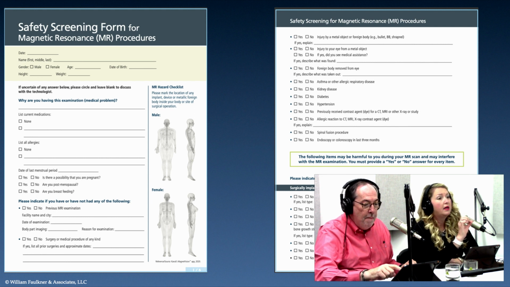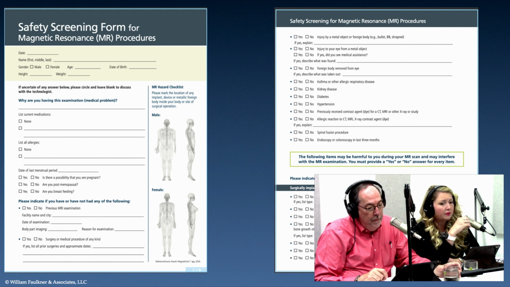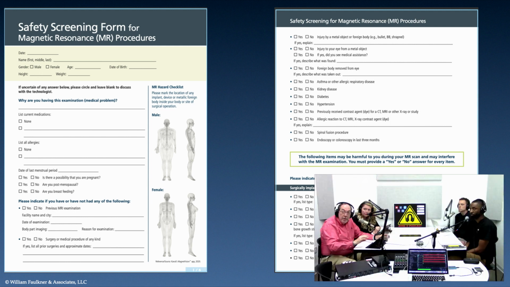But there are some really interesting portions that are now included, one being almost an entire page that's about the technologist. Did you check for these different things? Bill, you've got it right there in front of you. Well, I've got it right here. Let me just run through it.